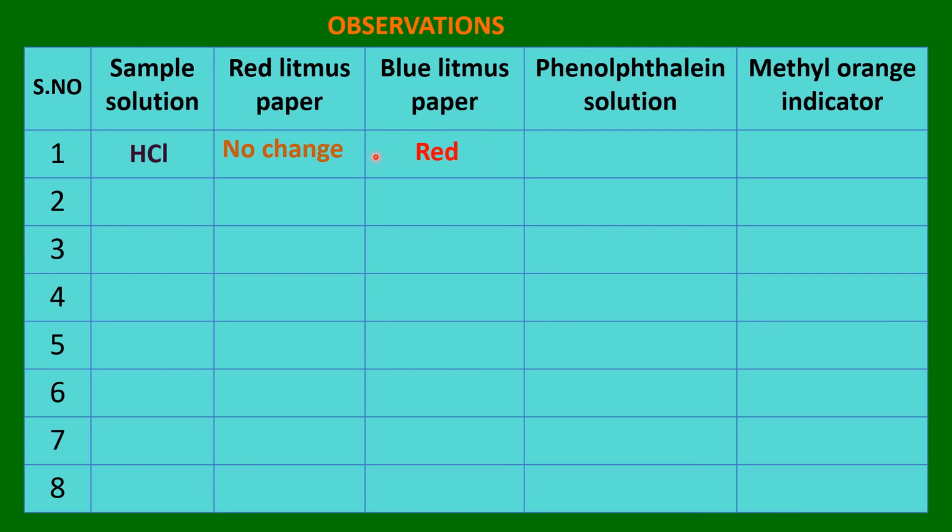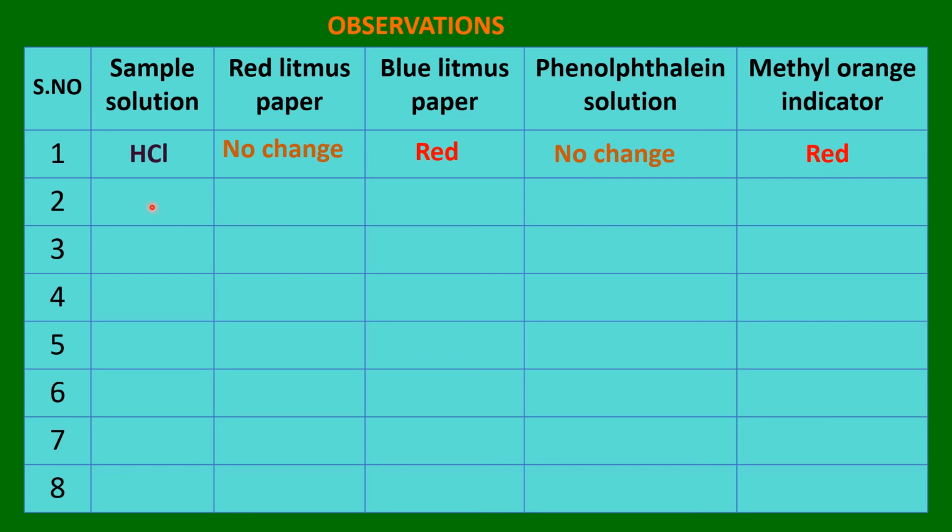And with the phenolphthalein indicator, we could find that there is no change in the color of the solution of HCl. Okay, so no change. And with methyl orange, we observed that it turns to red color. Okay, so HCl with red litmus, no change. Blue litmus turns to red. With phenolphthalein solution, no change. And with methyl orange, the solution turns red color.